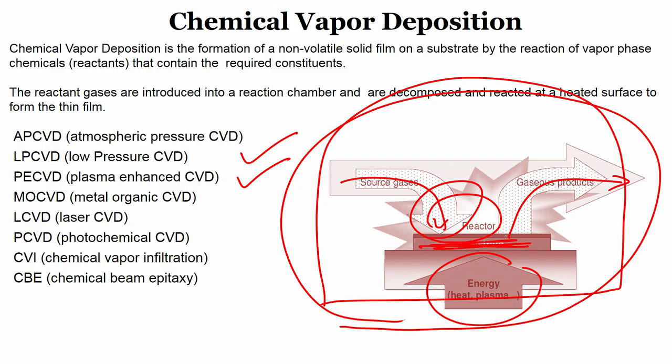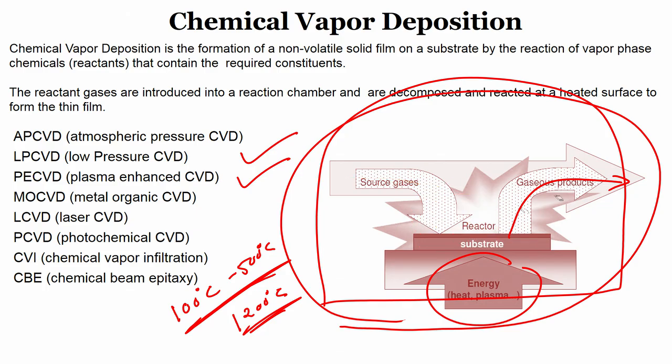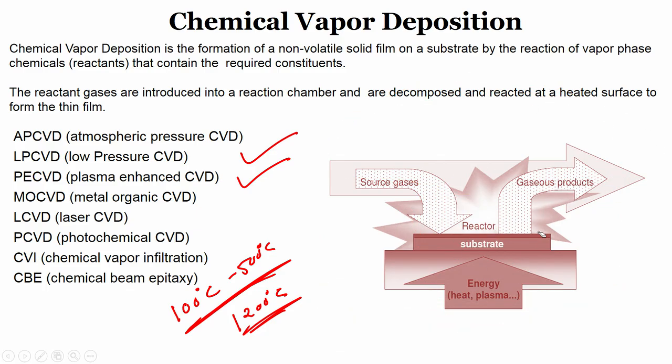The substrate is heated or kept at low heat, that is, the temperature is around 100 degree centigrade to 500 degree centigrade. In some cases it is at a very high temperature, 1200 degree centigrade. Depending on the type of CVD the temperature also changes, alright. The point is that you have the substrate, you have the reactor, and you introduce source gases, and the byproducts or gaseous products we have to throw out of the chamber. It is not released in the air, okay, it goes out of the chamber to the proper processing lines.